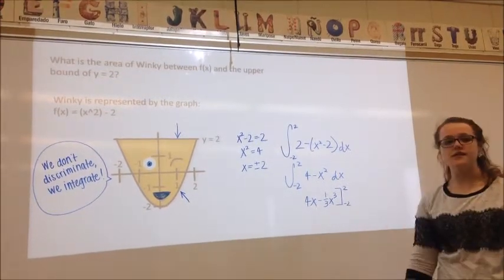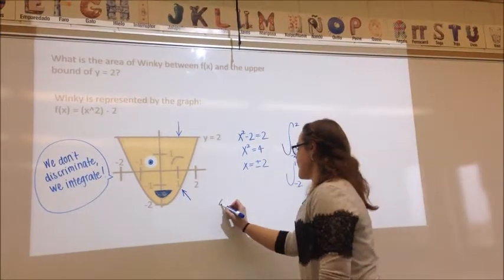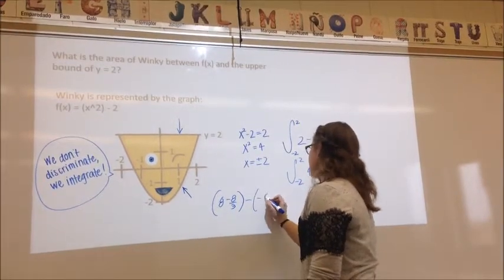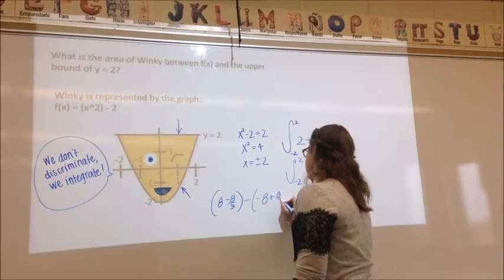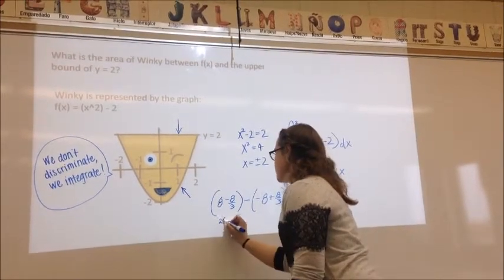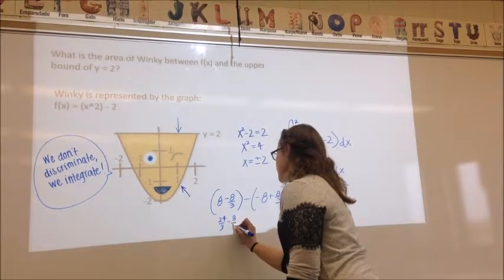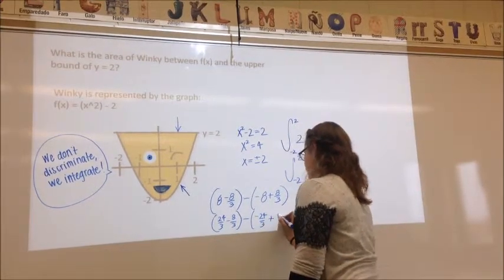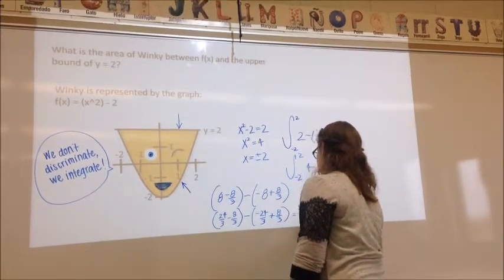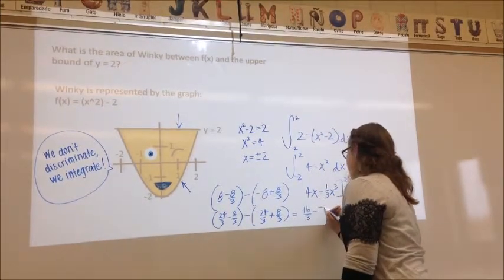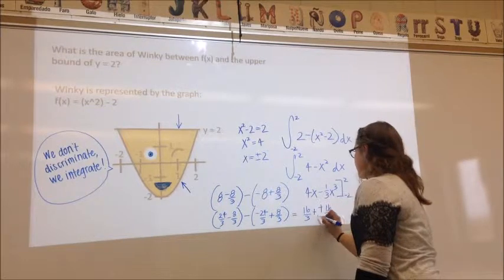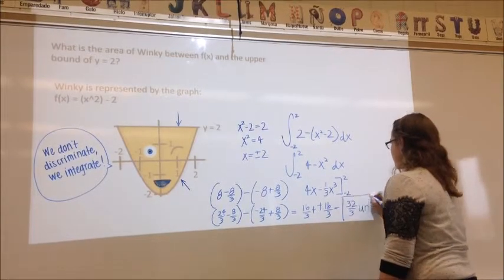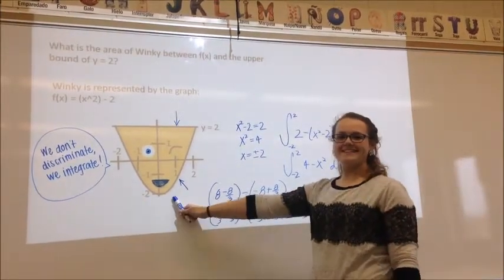Now we plug in each of these values and do f of b minus f of a. So you have 8 minus 8/3 minus negative 8 plus 8/3, which can be simplified to 24/3 minus 8/3 minus negative 24/3 plus 8/3, which is 16/3 minus negative 16/3, which turns into adding, and you get 32/3 units squared, which is the area of Winky.